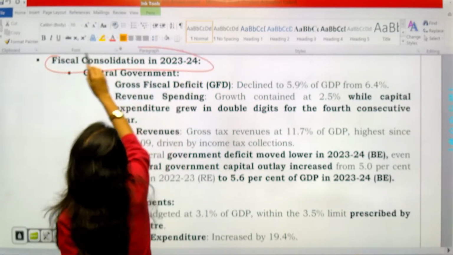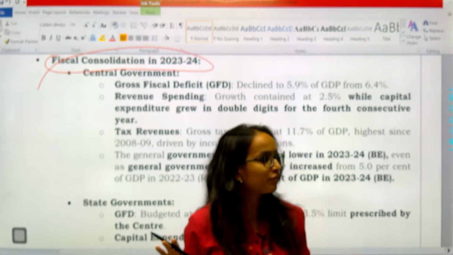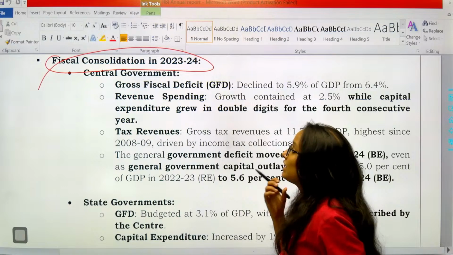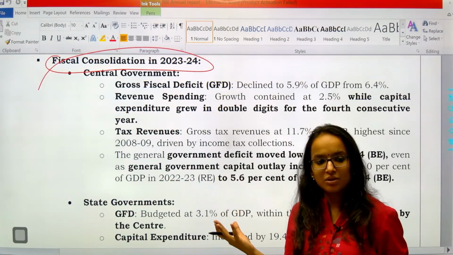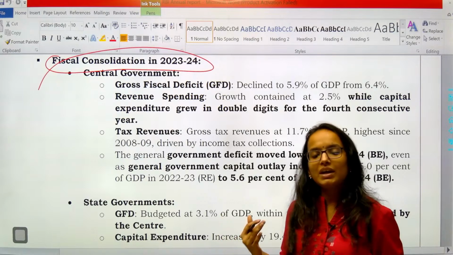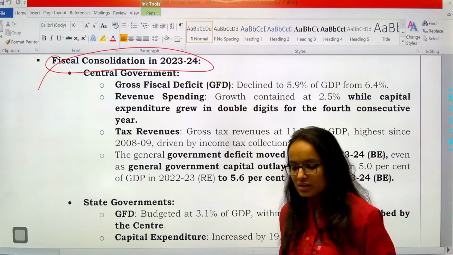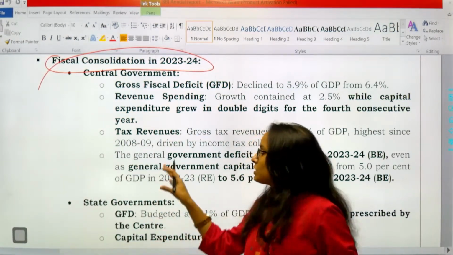Now, fiscal consolidation in 2023-2024. So we have talked about monetary policy, we have talked about banking. Now we will be talking about fiscal consolidation. I have already told you what is fiscal consolidation, right? We have discussed it n number of times by now, so you all know what fiscal consolidation is.